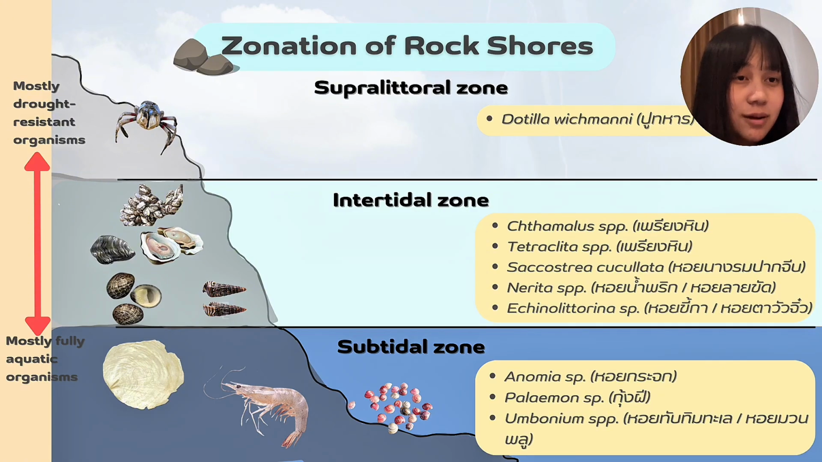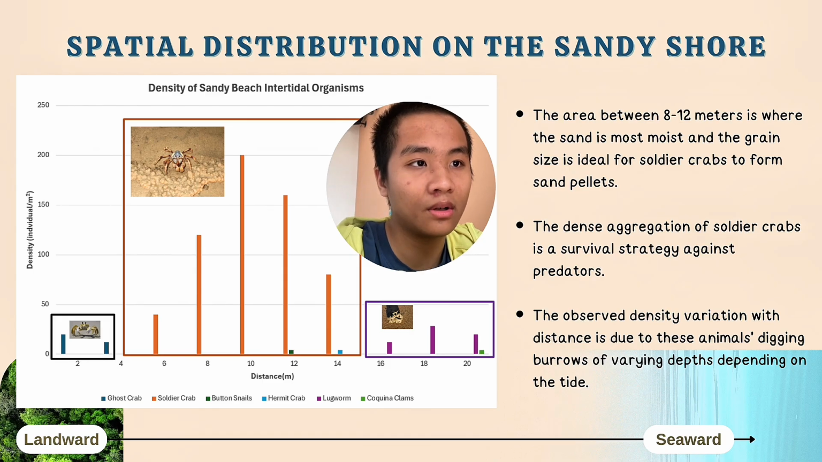So overall, rocky shores support many organisms that are adapted to attach to hard surfaces and survive storm waves. As for the spatial distribution on the rocky shore, massive concentrations of sessile organisms were found competing for space on the rocks.